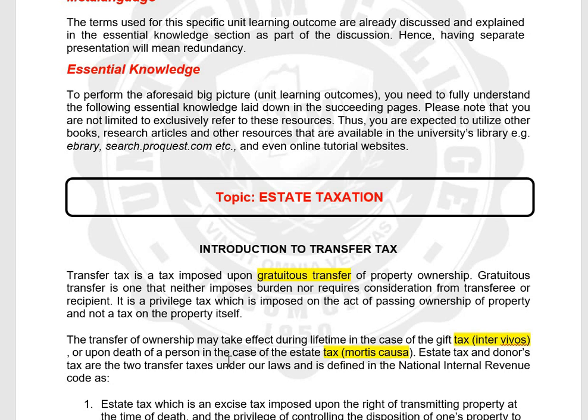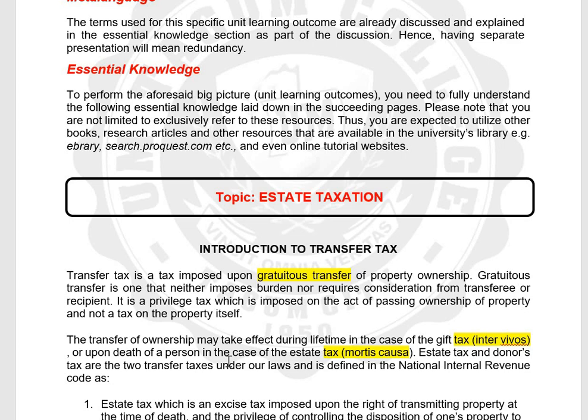When we say donor's tax or the transfer is inter vivos, it means nag-take effect yung transfer during the lifetime, meaning buhay pa yung donor. Yung mortis causa naman, which is subject to estate tax, mag-take effect siya upon death of the donor. So it is subject to estate tax.